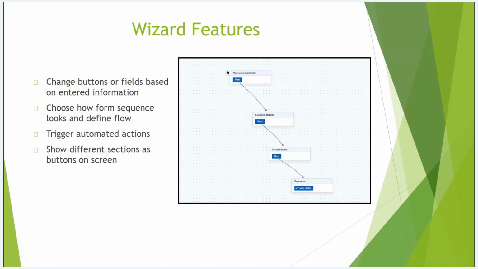You can show different sections as buttons on the screen. So if the record has a contact information section and purchase information section, these would be accessed by different buttons on the screen. So when you click that button, that specific section would come up.